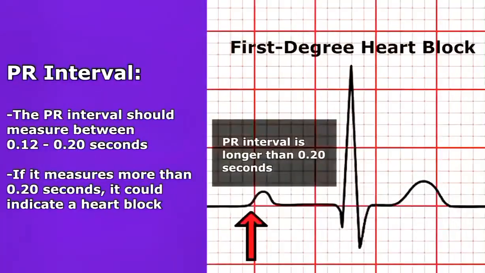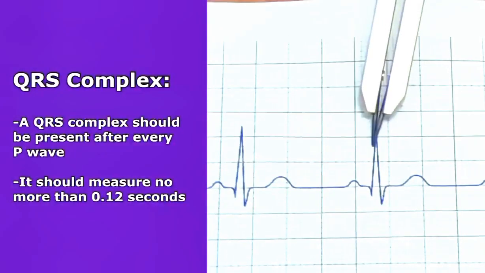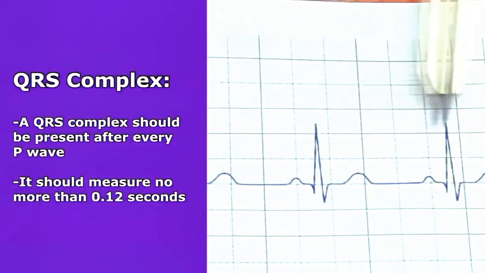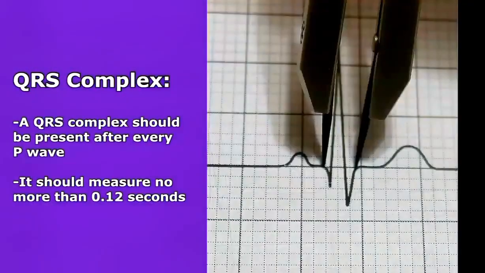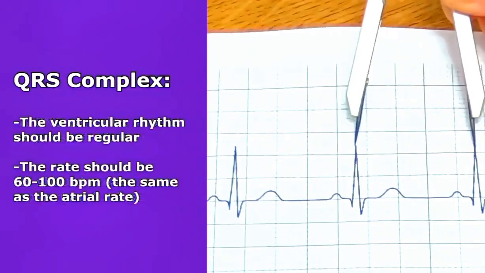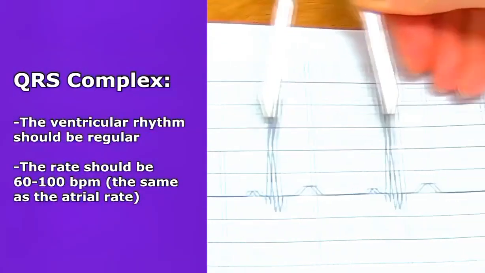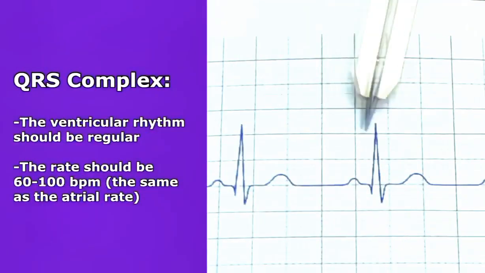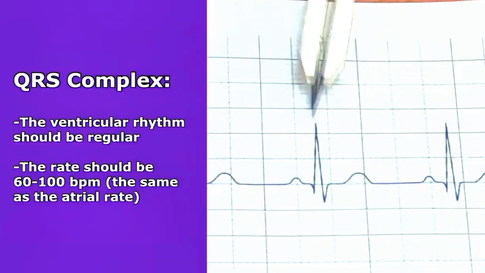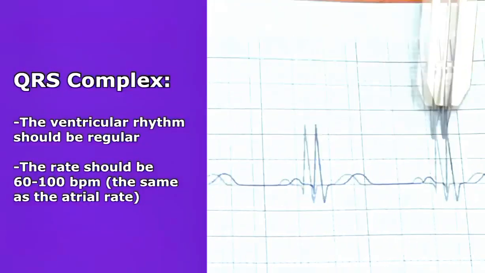Also, when you look at the PR interval, it should measure between 0.12 to 0.20 seconds, and if it measures greater than 0.20 seconds, you could be dealing with a heart block. Then when you look at the QRS complexes, there should be one present after every P wave, and they should measure no more than 0.12 seconds. This tells us about the ventricular rhythm and rate. With normal sinus rhythm, the ventricular rhythm should be regular, and the rate should be 60 to 100 beats per minute. It should actually be the same as the atrial rate.